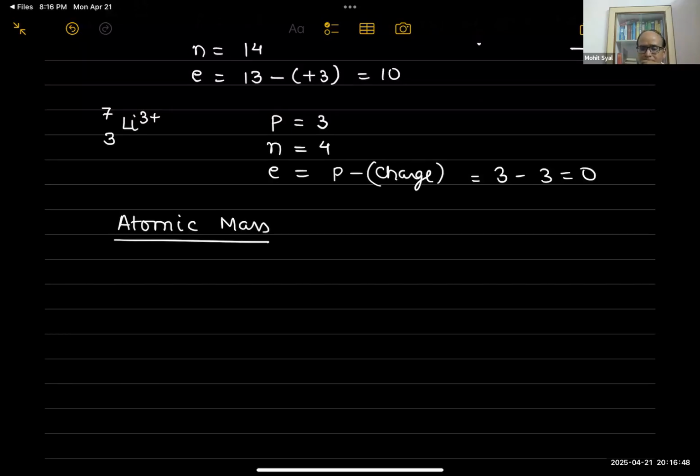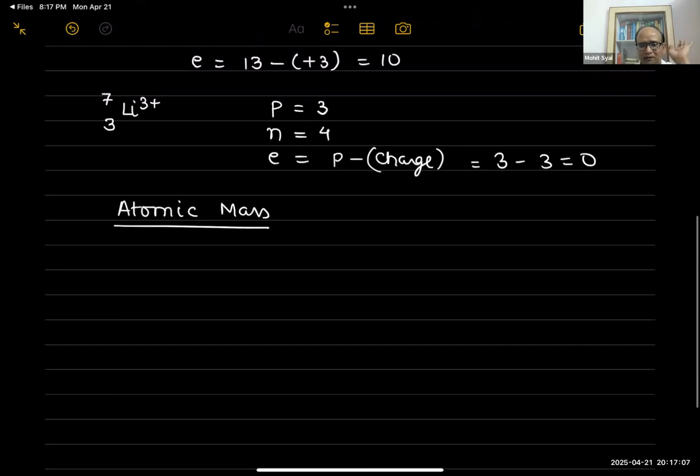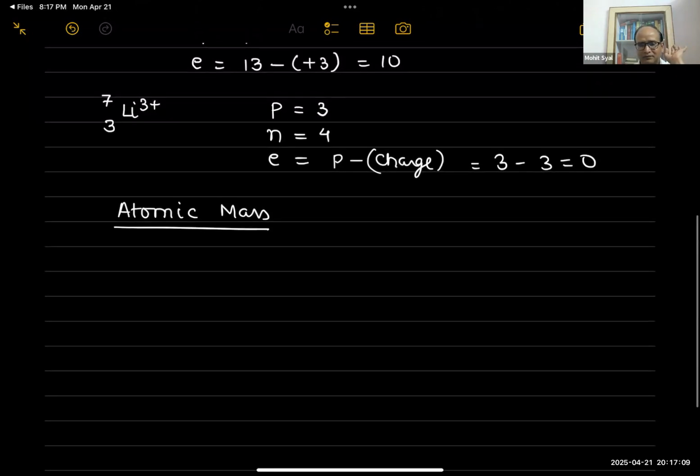Any idea? Okay, no problem. Atomic mass: suppose, though it is not possible, imagine if you can pick just one atom, a single atom. Whatever the mass of that single atom is, that is known as atomic mass. Is it clear? So atomic mass, for example, for sodium, Na.